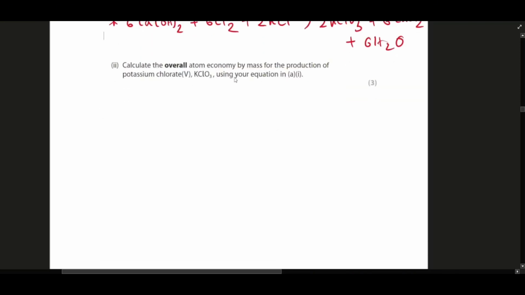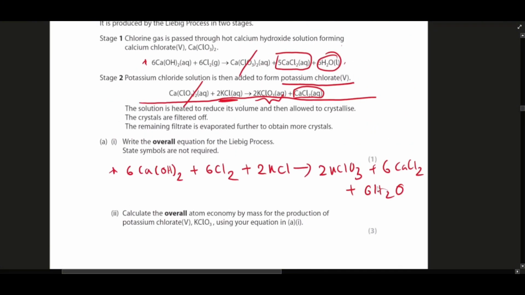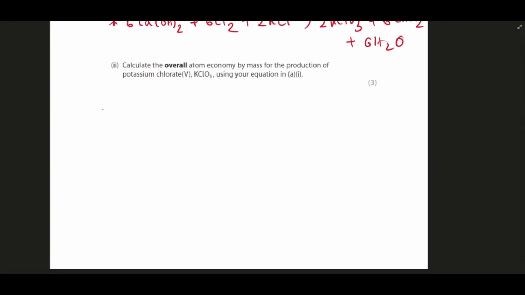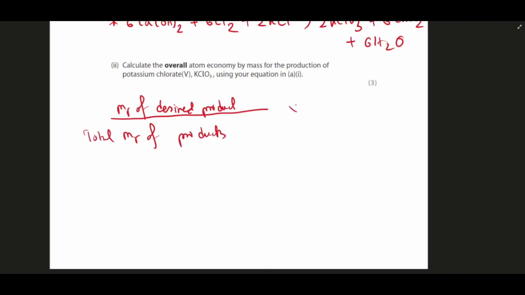Okay, now calculate the overall atom economy by mass for the production of potassium chlorate, KClO3, in the equation. So what is atom economy, by the way? First of all, you tell me. It's basically the molar mass of the desired product divided by the molar mass of the total products, isn't it? Mr of desired product divided by total Mr of products, right? Times 100.